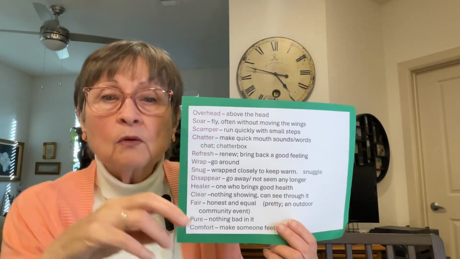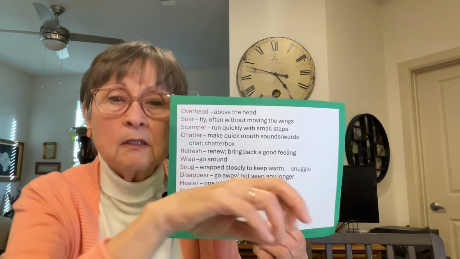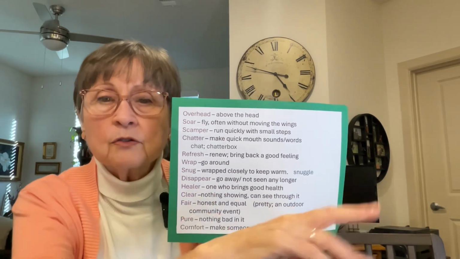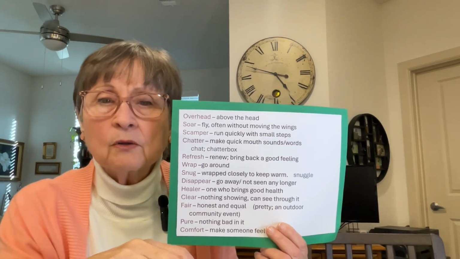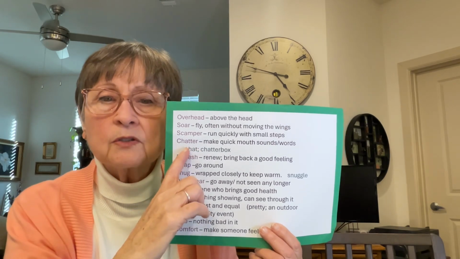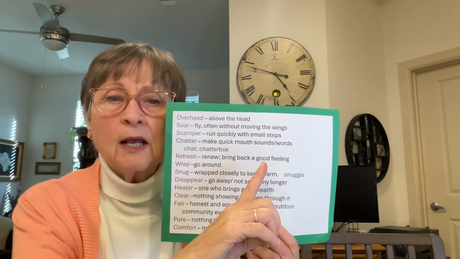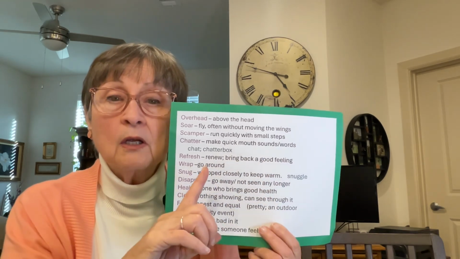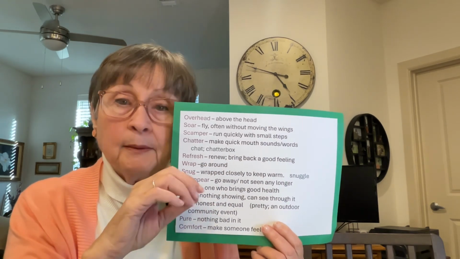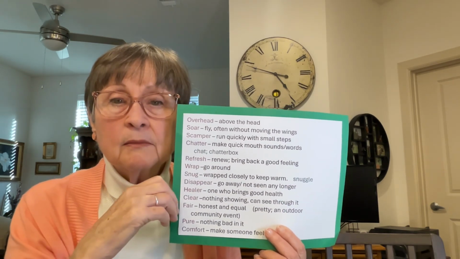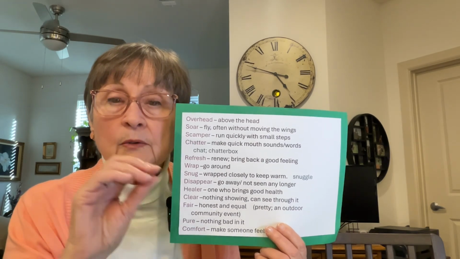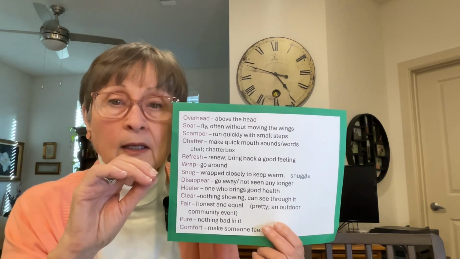Scamper is to run quickly with small steps. Goes the squirrel or mouse, something scampering. It's also called scurrying, but we use the word scamper. Chatter means to make quick mouth sounds or words. Chatter would be that an animal might make, like a squirrel, or it could be people talking. I'm talking and you're talking and we're chattering.